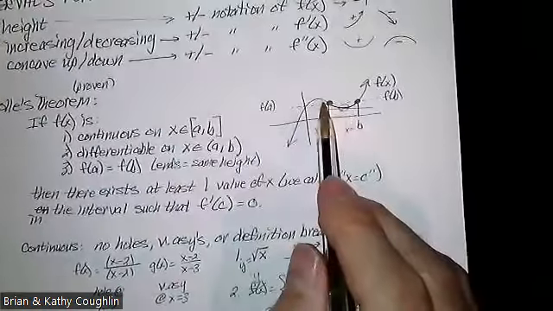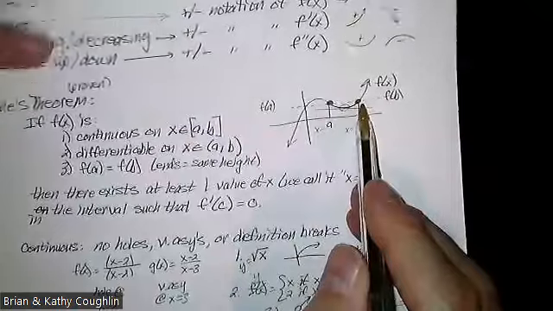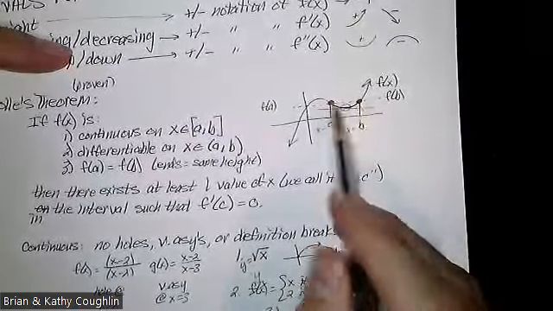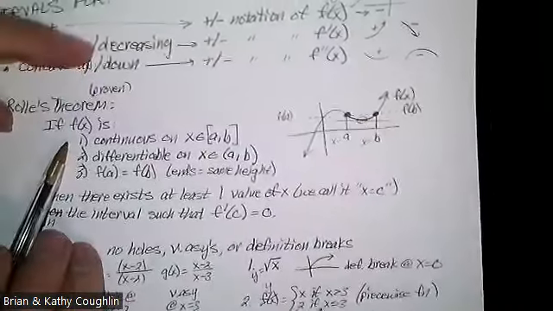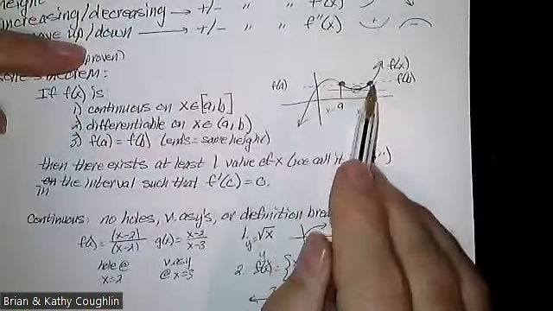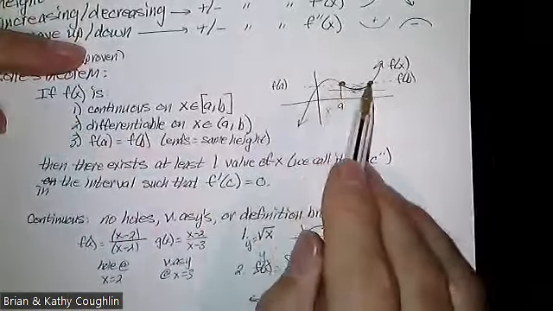So, all right, back to the beginning. Is it continuous from here to here? You ask yourself, are there any holes? No. Are there any vertical asymptotes? No. Are there any definition breaks? No. Then the first thing is clear. It's true. Now, is it differentiable inside the interval, like not counting the ends?